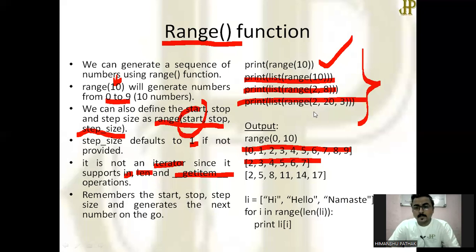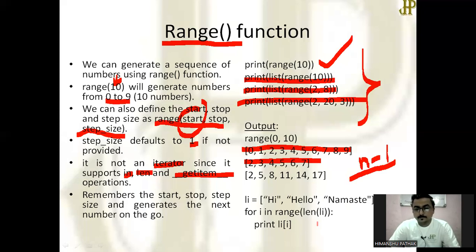Now I am providing all the 3 arguments, that is starting value, stop value, and increment by 3, that is the step size. So it will print from start 2, then after that there will be a step size of 3: 5, then 8, 11, 14, then 17. 20 will not be included because it will move up to n minus 1. So 20 minus 1, that is 19. Clear?